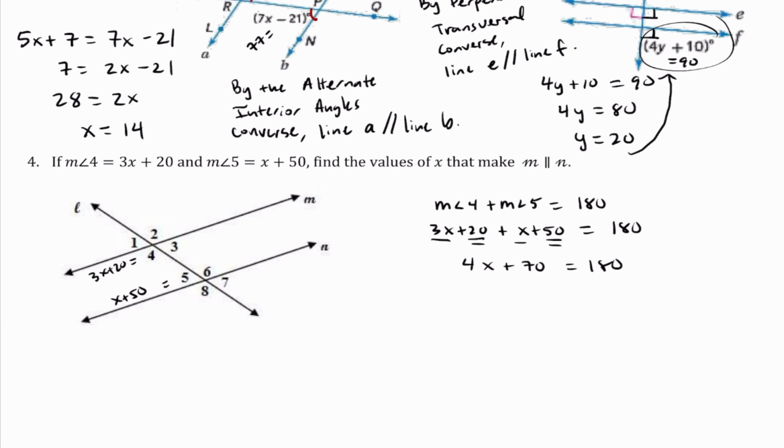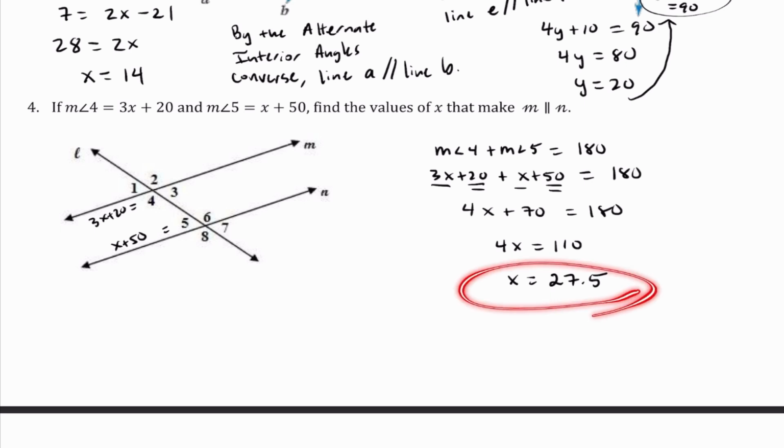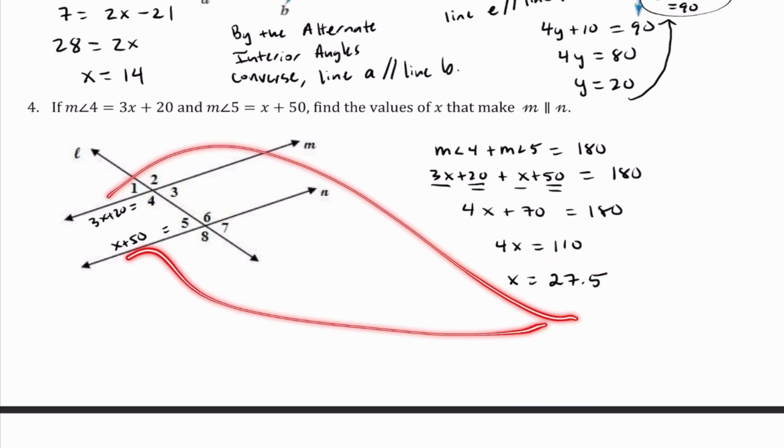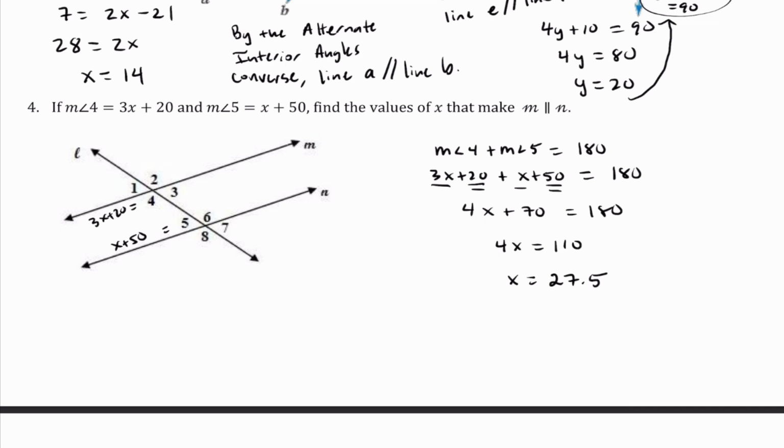So now I'm going to subtract both sides by 70, and I get 4x equals 110, and then I'm going to divide both sides by 4, and I get x equals 27.5. So if I plug in x into the two expressions, I'm going to get 102.5 and 77.5. 102.5 plus 77.5 will give me 180 degrees. So that means these two angles are supplementary to each other.